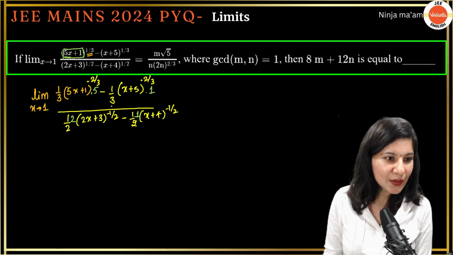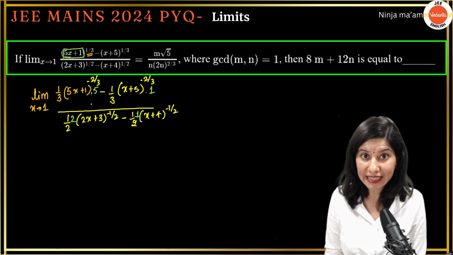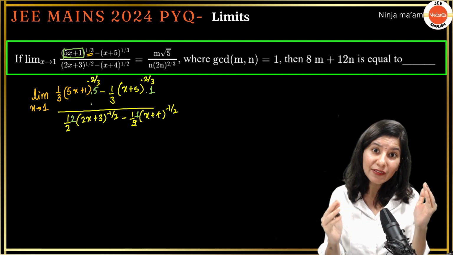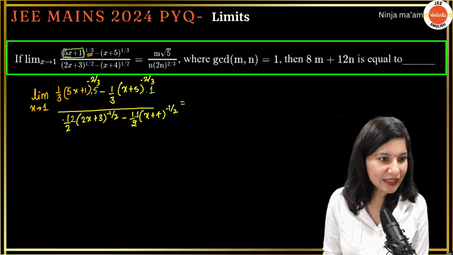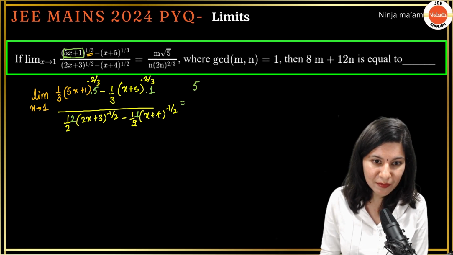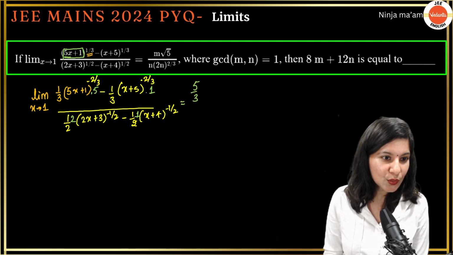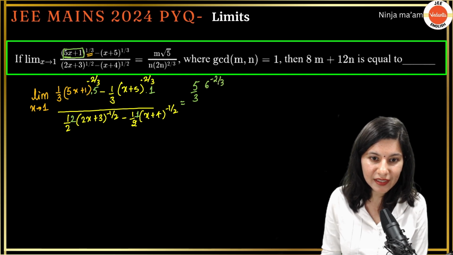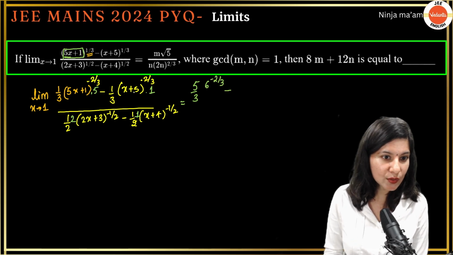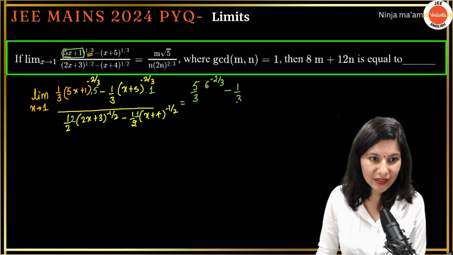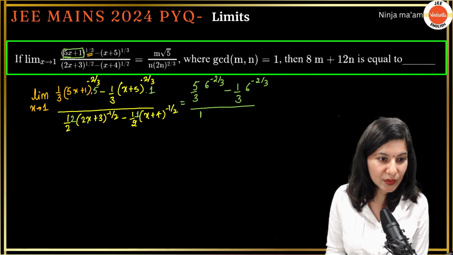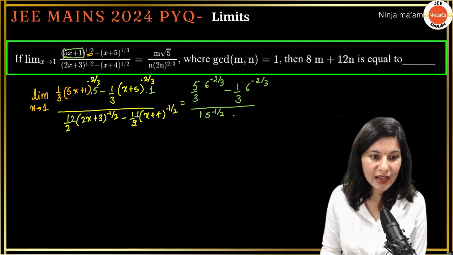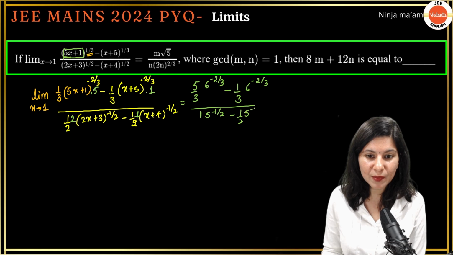All right, and now the moment you put x tends to 1, let's see, hopefully, fingers crossed, that we do not end up with 0 by 0 again. Okay, so let's do that. If I put 1 by 3, so 5 by 3 is here, and if you put 1, 6 raised to power minus 2 by 3, correct? Now 2 by 2, that is going to be 1. The moment you put 1 over here, 5 raised to power minus half, and this is going to be 1 by 2, 5 raised to power minus half, correct?